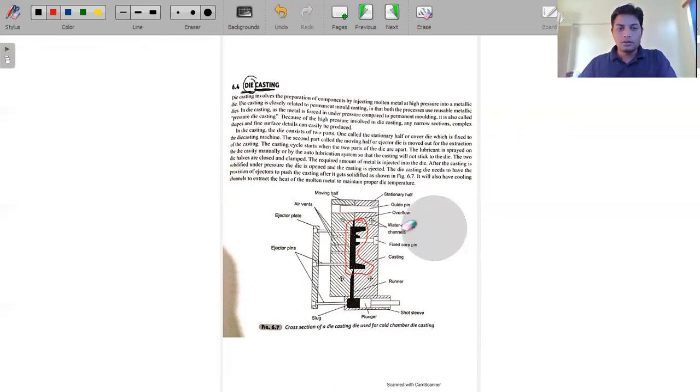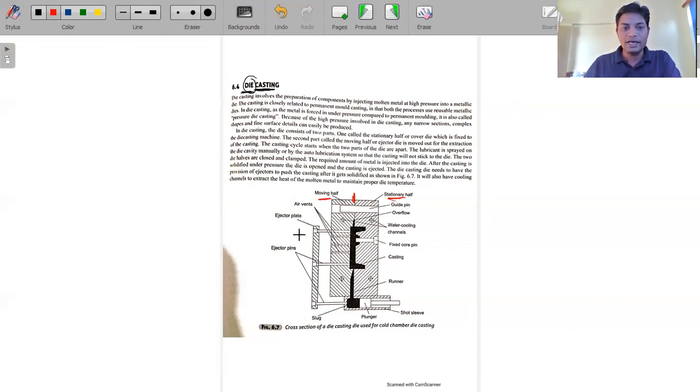Okay, so if you will see, there are two dies. Here is a partition. On this side is the stationary half of the die, and this is the moving half. This is the stationary half through which the molten material is coming. We are inserting it inside, and this is basically the movable die. So this is the stationary half, and this is the movable half.